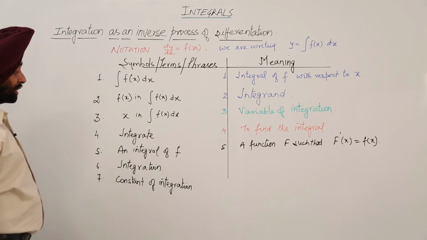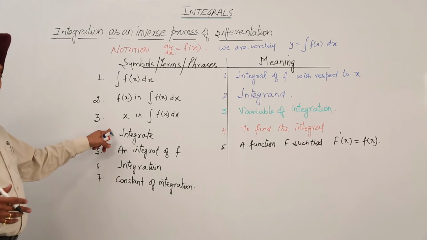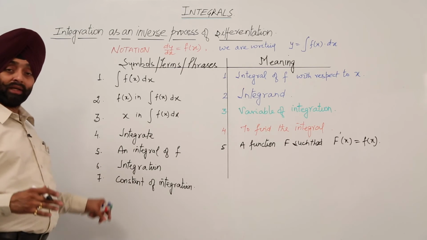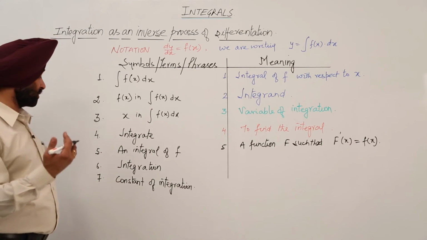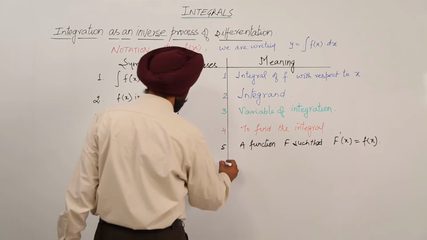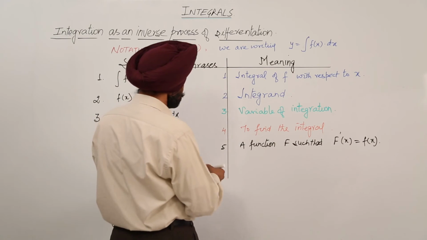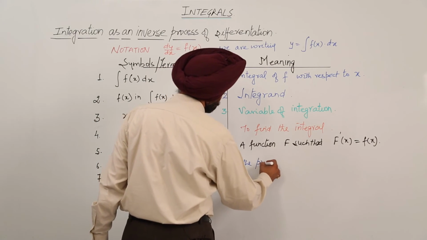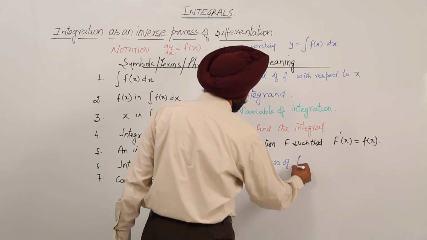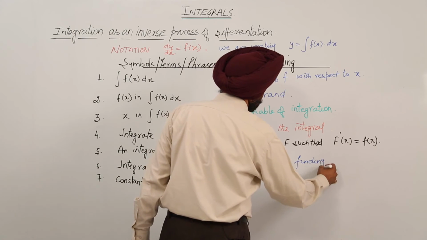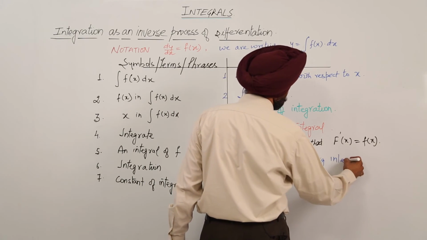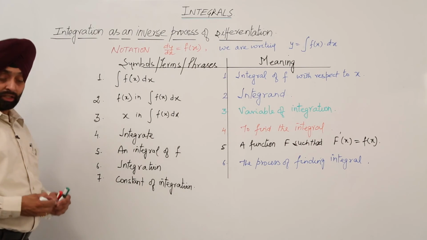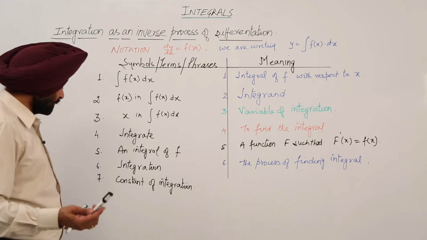Now the 6th number is integration. Normally it is written as integrate, then a question follows, or we say integration, where we are going to find the integration. So what does integration mean? Number 6 means the process of finding integrals. The process of finding the integral, that is integration. Last, we have already discussed the constant of integration.